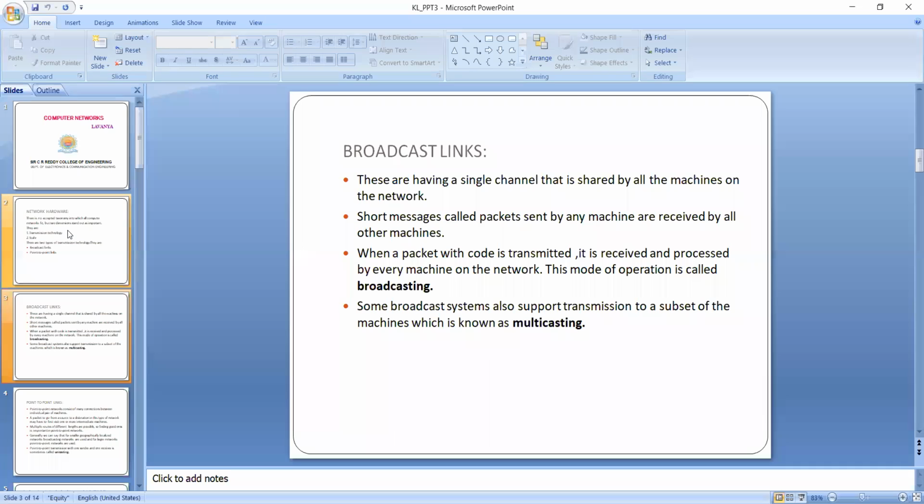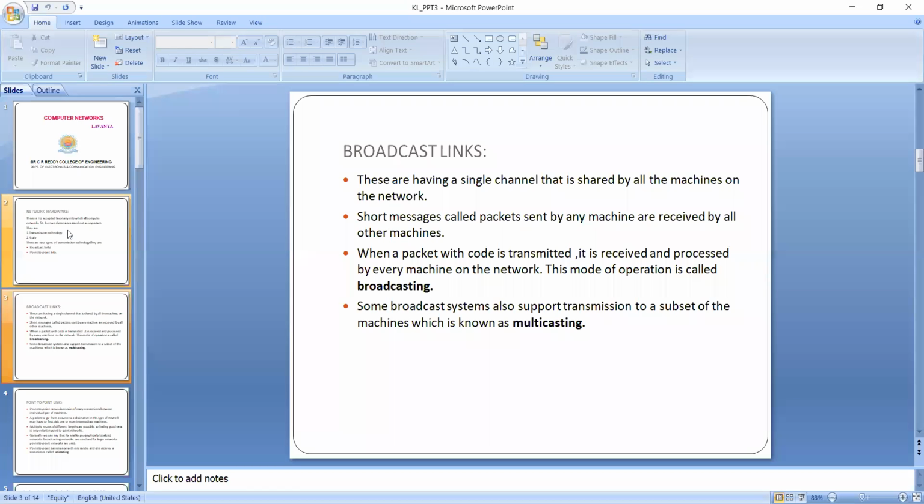So, broadcast networks consist of a single channel for communication, and it is shared by all the machines on that network. For example, if in a network there are 100 machines, say 1, 2, 3, 4, like that, 100 machines, if machine 1 sends a message, that message is received by the remaining 99 machines numbering from 2 to 100. I think all of you are clear?